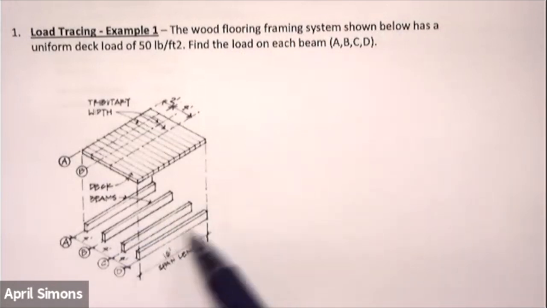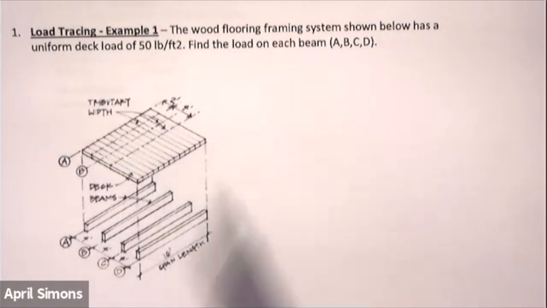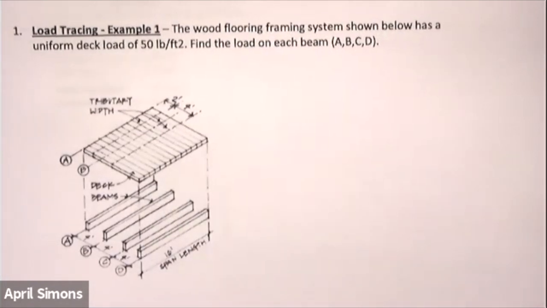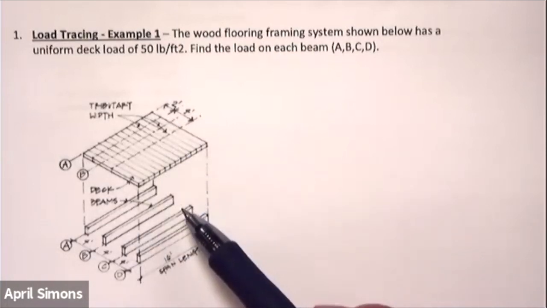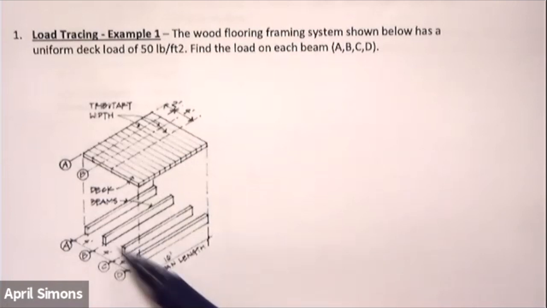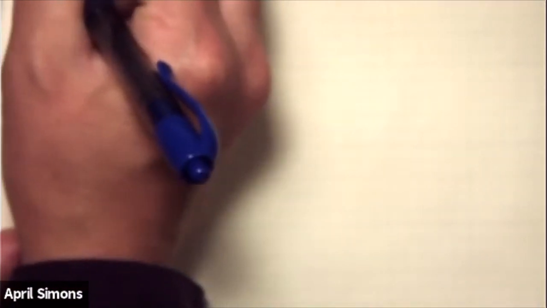So we're given the span length here of beams, 16 feet. They're 4 foot on center. Okay, and we're given the deck boards above. Okay, so for this, we want to find the load on each of these beams, A, B, C, and D. So let's take this 3-dimensional sketch here and translate this where we draw these beams. We're trying to find the load on the beams. So let's sketch these beams here in plan view. So this is load tracing example 1.